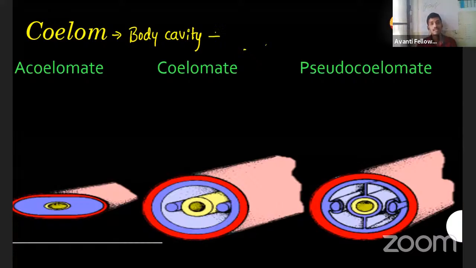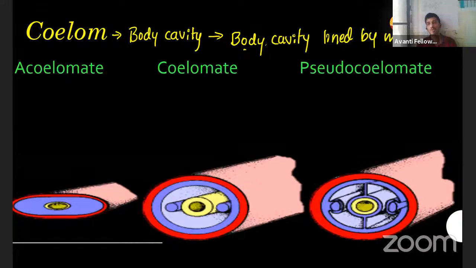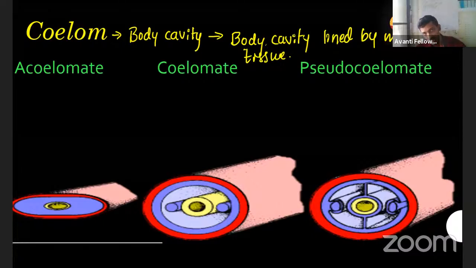So now, if you felt that you understand the meaning of coelom, what is the definition of the coelom? The definition of the coelom is body cavity lined by mesoderm. This much is enough: lined by mesodermal tissue. You already know what the mesoderm is. This is the in-between tissue. So if mesodermal tissue is lined, then only you can call it the true coelom.